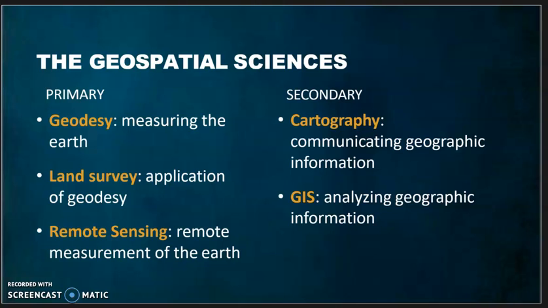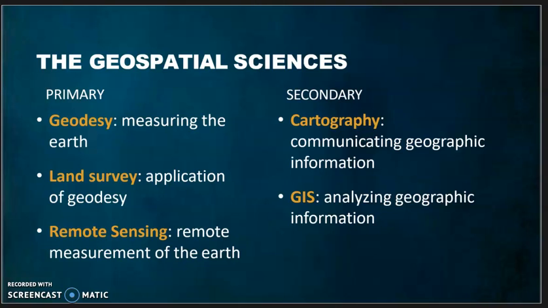Land surveying is the direct application of geodesy and links mathematical models of Earth to physical reality through precise field measurements. The third primary geospatial science is remote sensing. Remote sensing is the geospatial science related to obtaining data from a distance using devices that detect emitted or reflected electromagnetic energy. Remote sensing applications produce raw geospatial data, usually as images.